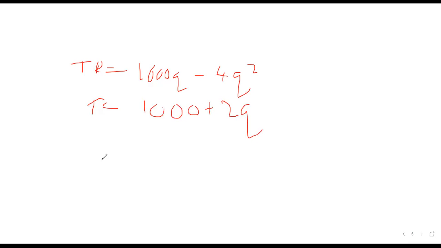So profit, who remembers the formula for profit? Total revenue minus total cost. So you can find that in your own time, find the profit, differentiate it, equate it to 0, and find the units that maximize profit.